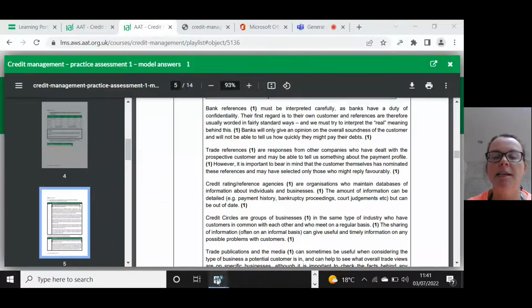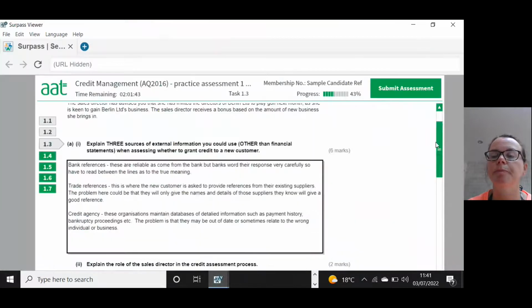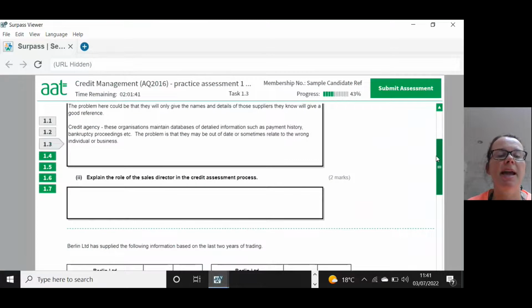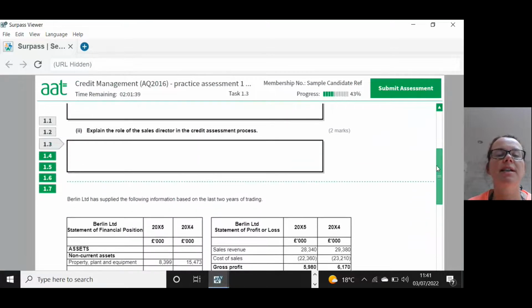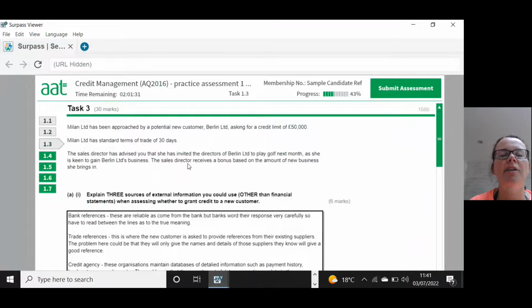Right, we then come to the next part of the question. Explain the role of the sales director in the credit assessment process. Right, well, we saw in the introduction that the sales director is very keen.